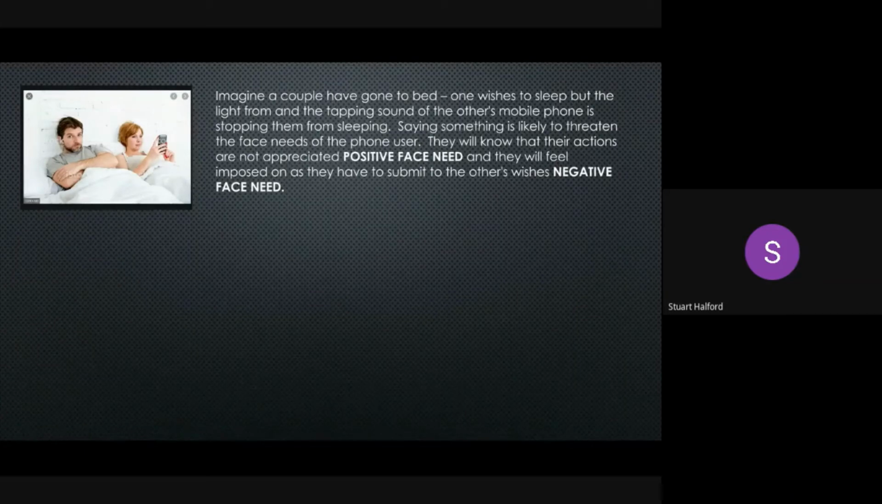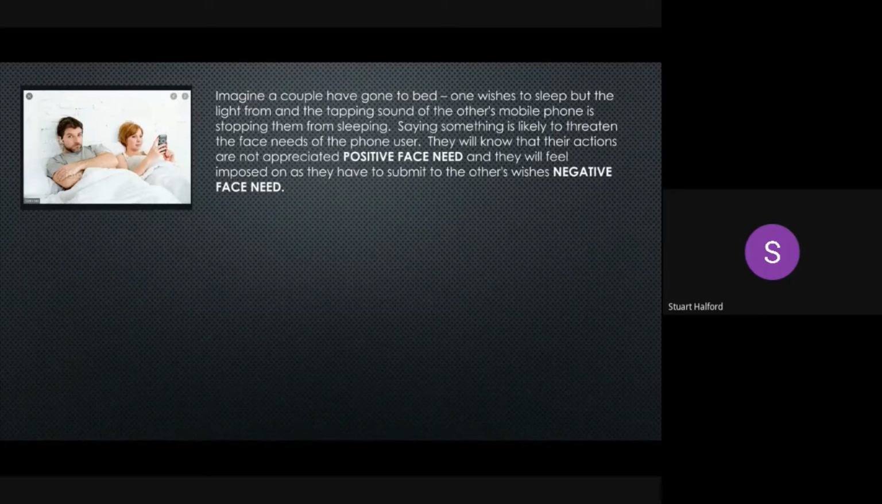One wishes to go to sleep, but the light from the other's phone and the tapping sound from the other's mobile phone, or the swiping, is interrupting them, stopping them from sleeping. Saying something is likely to threaten the face needs of the phone user. They're going to know their actions are not appreciated. So that will interfere with a positive face need. So they won't feel appreciated.